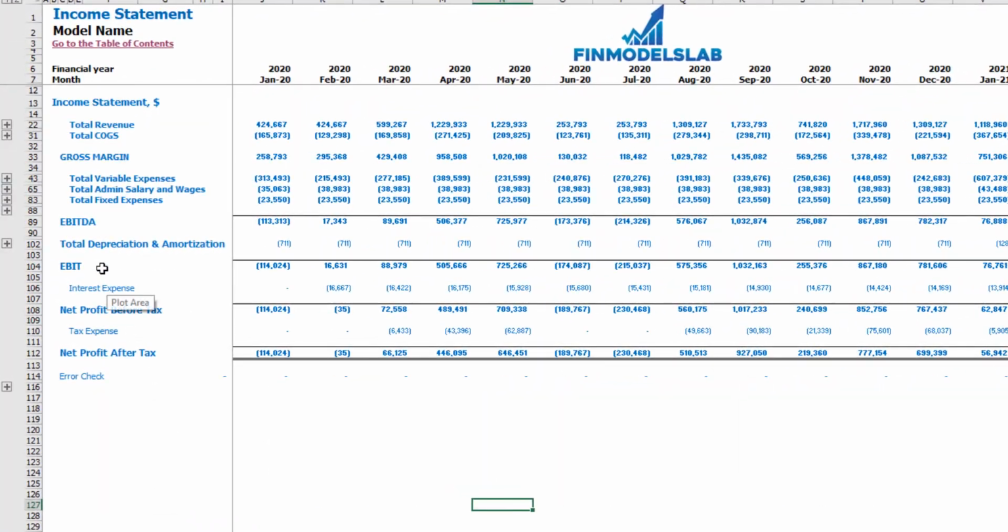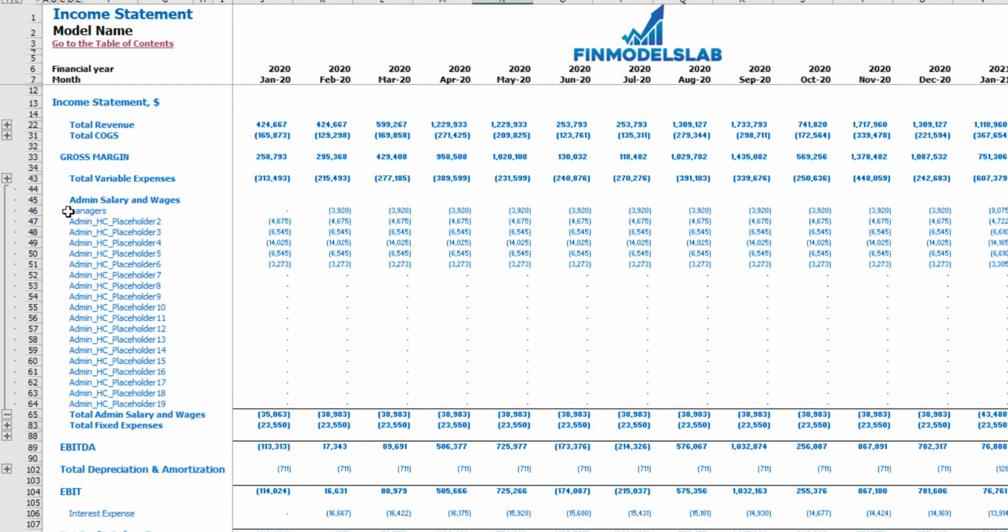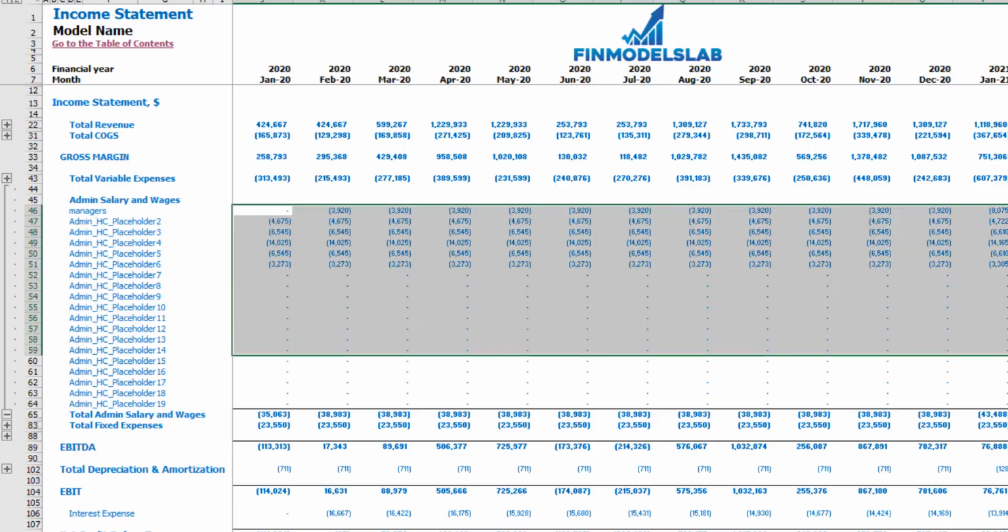And under income statement you have total admin salaries and wages section, where you may see the breakdown of all your headcounts categories and the breakdown of the values by months.